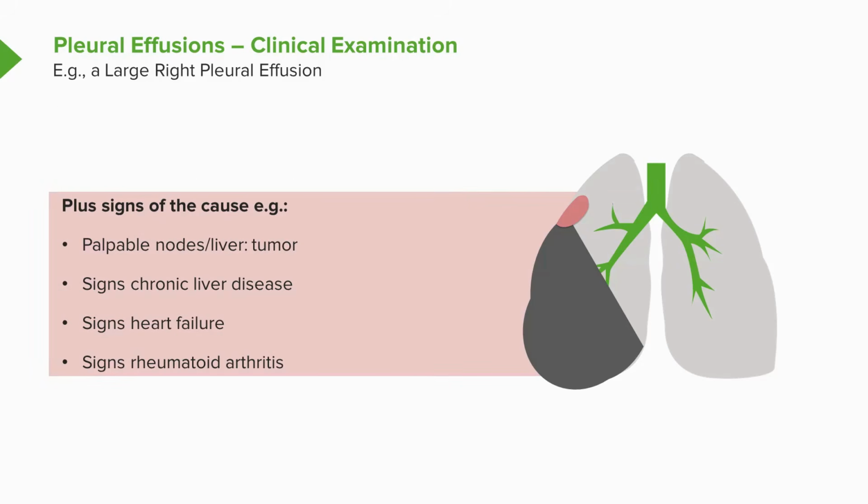There may also be signs of what the cause of the pleural effusion is. So, for example, there may be palpable lymph nodes if somebody's got a cancer, or an enlarged liver if somebody has a cancer with liver metastases. There might be signs of chronic liver disease, heart failure, or rheumatoid arthritis, all of which are associated with pleural effusions in some patients.